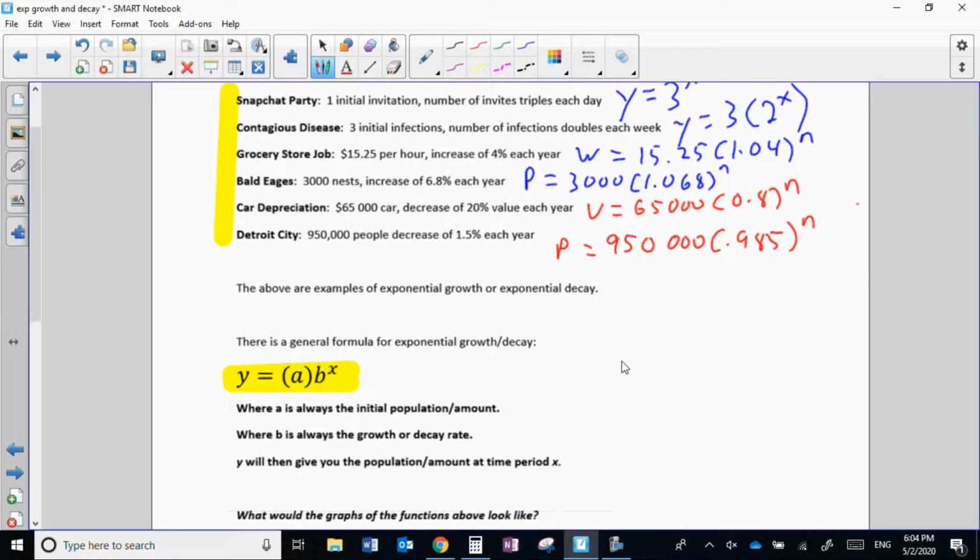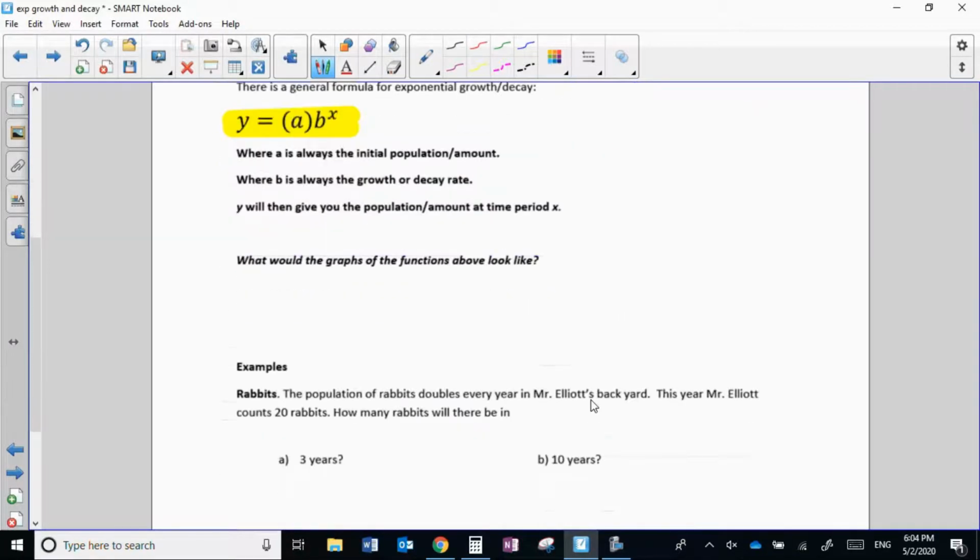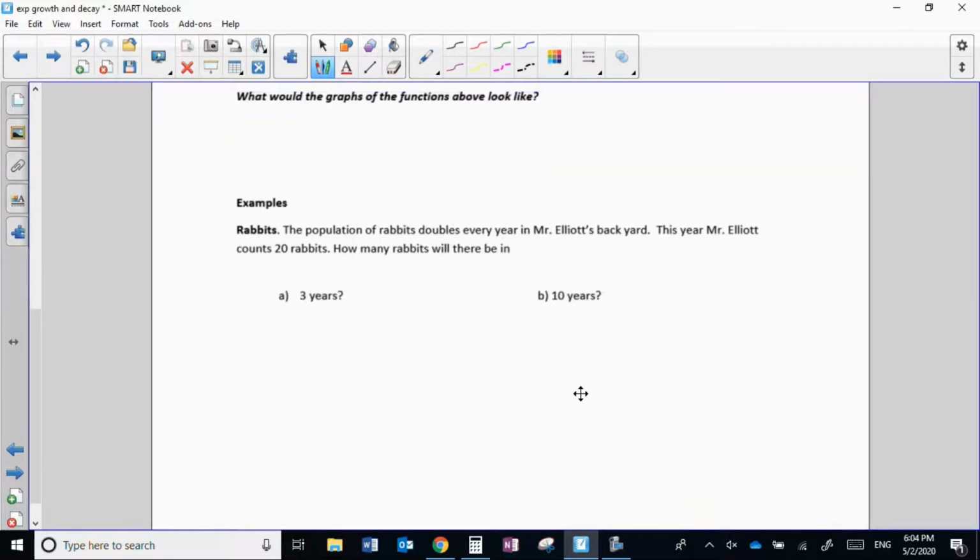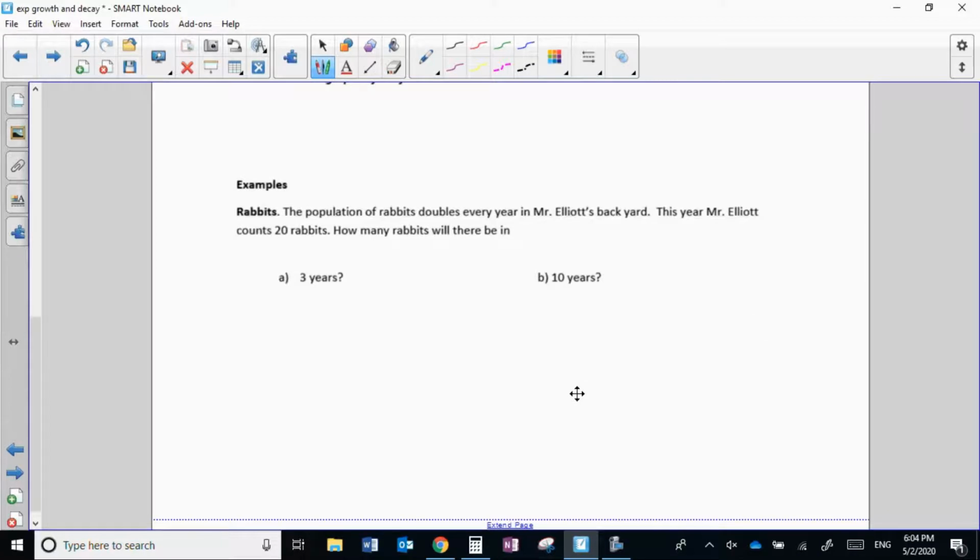Before we answer this question about what the graphs would look like, let's just look at a simple example. The population of rabbits doubles every year in Mr. Elliott's backyard. This year, Mr. Elliott counts 20 rabbits. How many rabbits will there be in 3 years? Well, basically, to figure out the number of rabbits in my yard, you can take those 20 rabbits, and our growth rate is 2 because they're doubling. Y equals 20 times 2 to the power of x is an equation that represents the number of rabbits, y, based on how many years have passed, x.